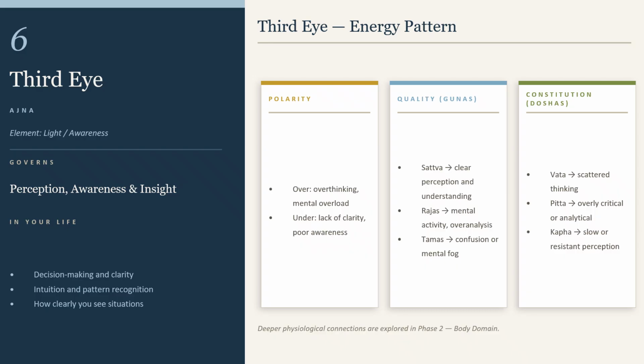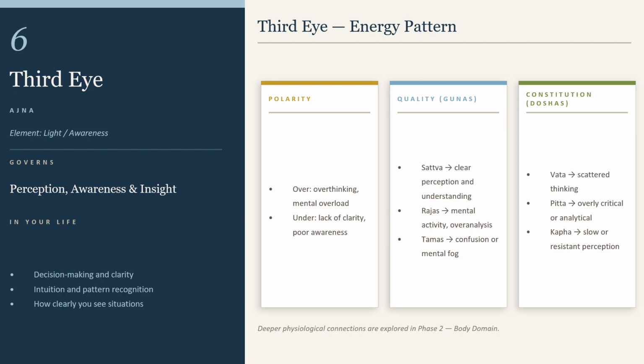For polarity, overactive expression shows up as overthinking and mental overload. Underactive expression shows up as lack of clarity and poor awareness. For quality, Sattva brings clear perception and understanding. Rajas shows up as mental activity and overanalysis. Tamas shows up as confusion, fog, or lack of awareness.